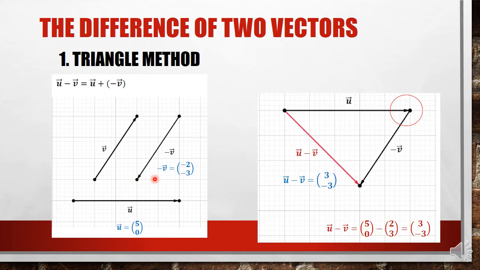So, the subtraction of these two vectors, using the triangle method, is like this. This is vector u. The head of vector u connects with the tail of negative vector v, like this one. So this is the resultant, or vector u subtract vector v.